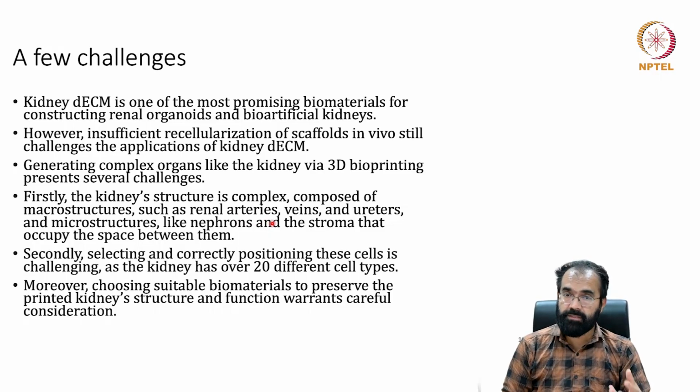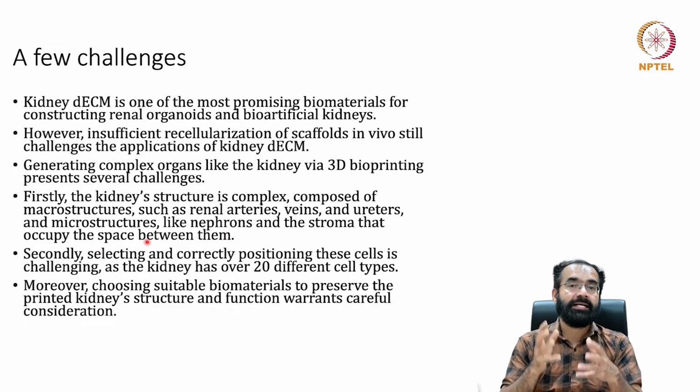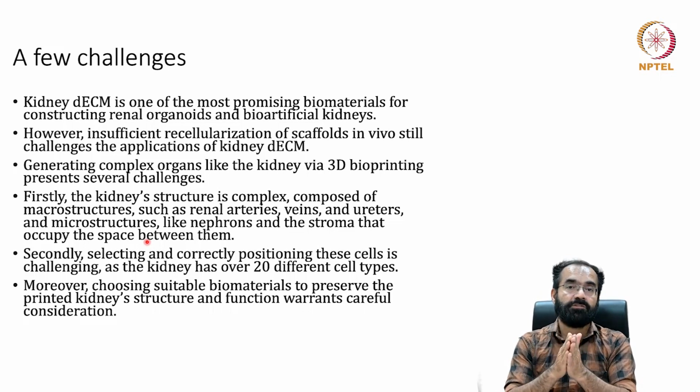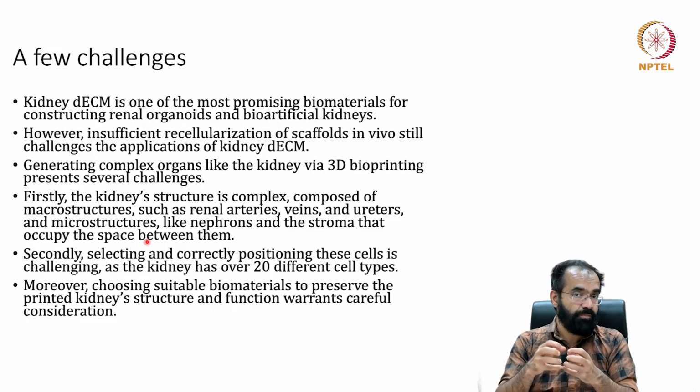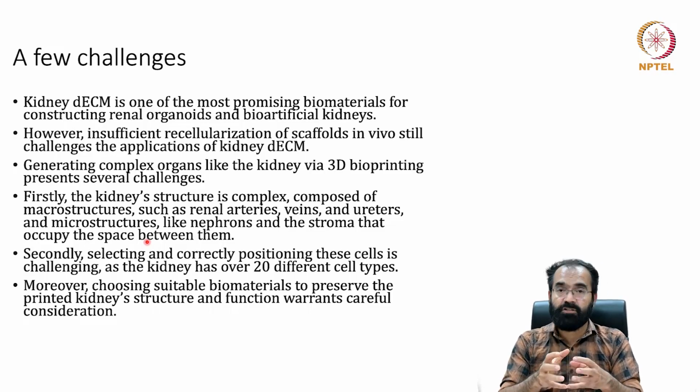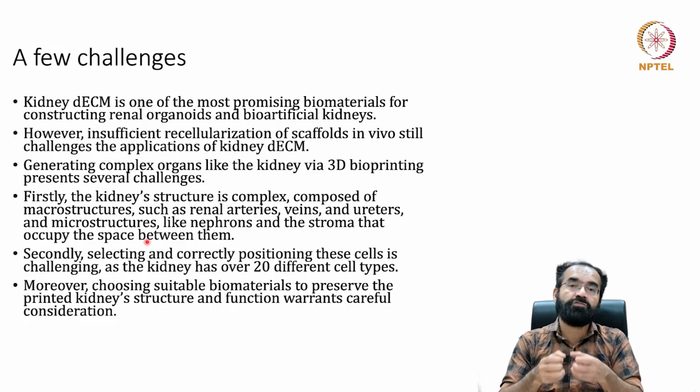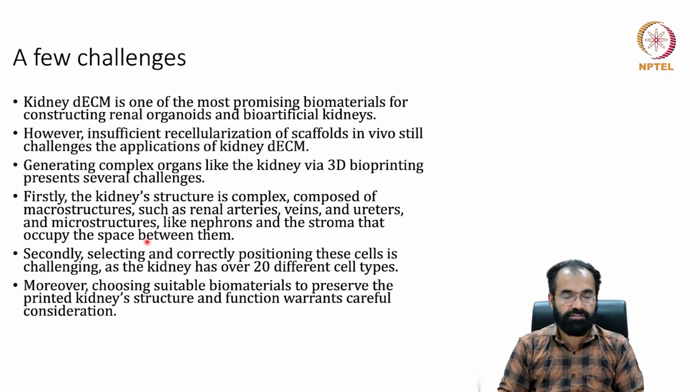But kidney has much more complex internal structures. They have got renal arteries, veins, ureters, and other microstructures like nephrons and the stroma that occupy the space between them. Everything has to be perfect, because kidney urine filtration depends on the proximity, intracellular and extracellular, and the movement of ions, so that a concentration gradient will be created, so that the lost ions will be absorbed and the lost fluid will be absorbed. Lots of functions it does, everything based on its structure.